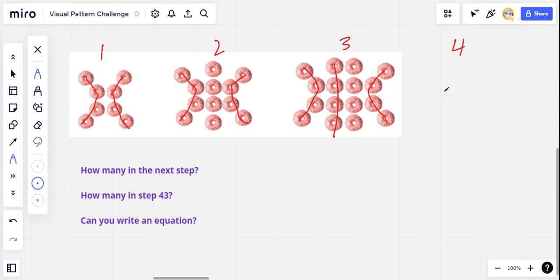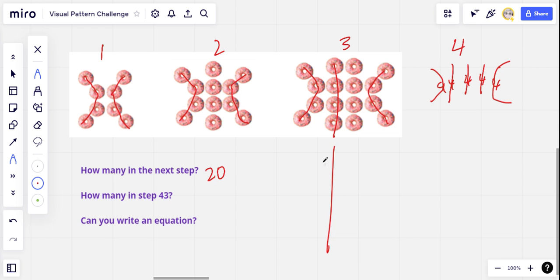So if I were to predict step 4, I would have my wings again, and those had 4 each in the wings. And then a column of 4 from step 2, a column of 4 from step 3, and a new column of 4 for step 4. So let's see, 5 of those, so it would be 20. 4 times 5 is 20. So my prediction for step 4 is 20 donuts.